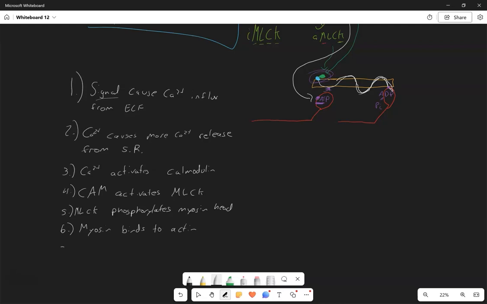And then we can just say cross bridge cycling, because the cross bridge cycling process is the same in smooth muscle as it is in skeletal muscle.